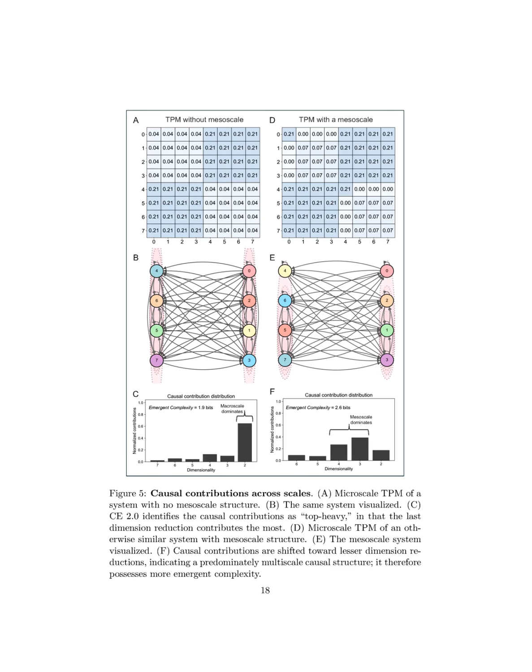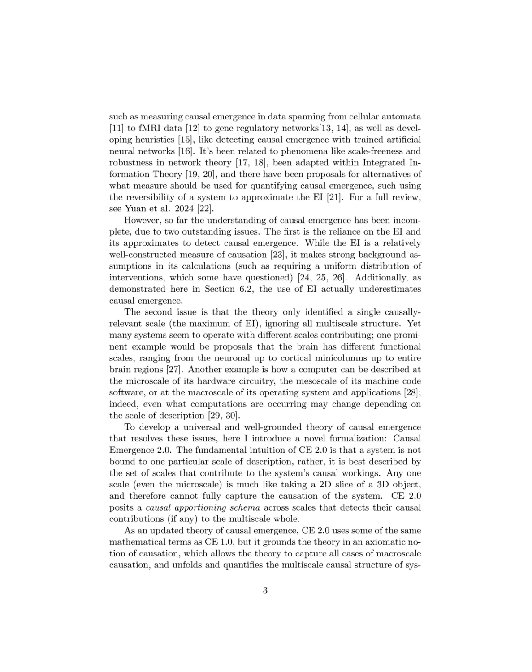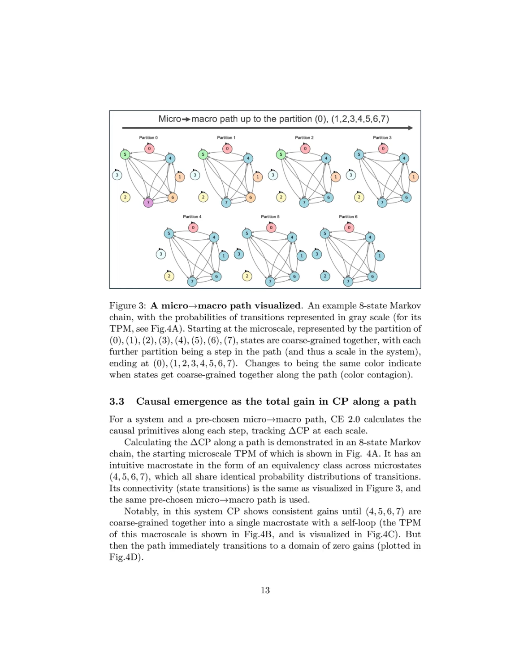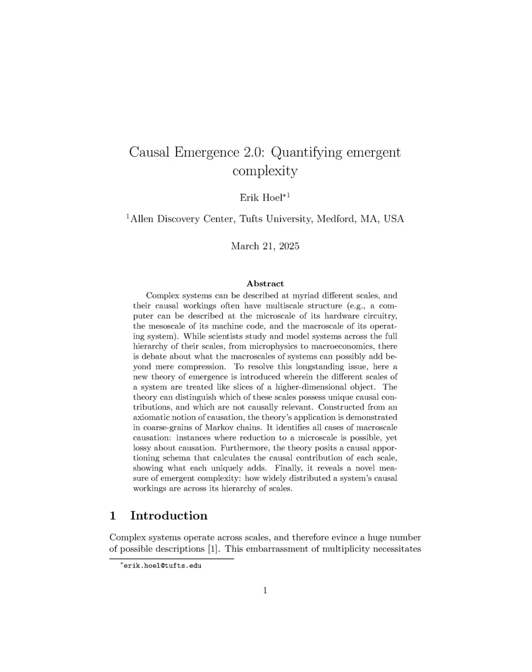The effectiveness of CE 2.0 is validated through its application to various datasets and models, including Markov chains, cellular automata, fMRI data, and gene regulatory networks. The paper outlines a systematic approach to quantifying causal emergence by calculating causal primitives, CP, across a defined macro path, which allows for the assessment of gains in CP at each scale. Specifically, the degree of causal emergence is measured as the total gain in CP along this path, demonstrating how CE 2.0 captures all macroscale causation that CE 1.0 could not.